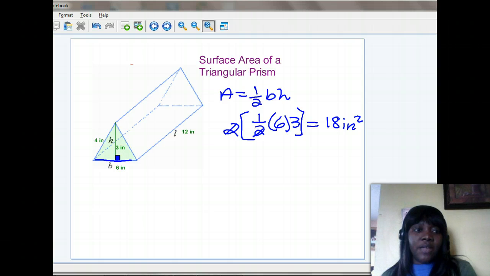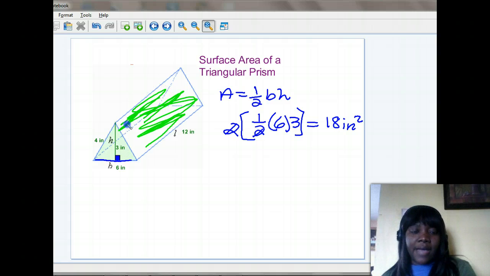Now we need to find the area of the lateral faces. And I have this one right here, the one that's facing me. And then I also have another one in the back. Those two are congruent. So again, here I have to multiply it by 2. So here we need the height. So if this is 4, then this over here is also 4. And then we do 12 times 4, which is 48. But we have to remember to multiply it by 2 because we have two congruent sides.